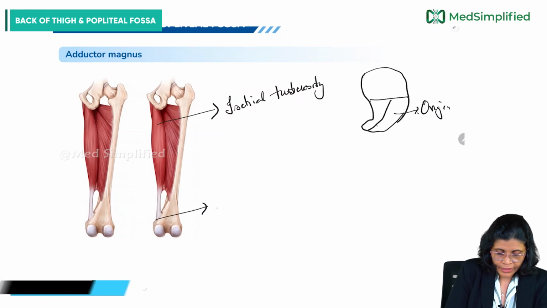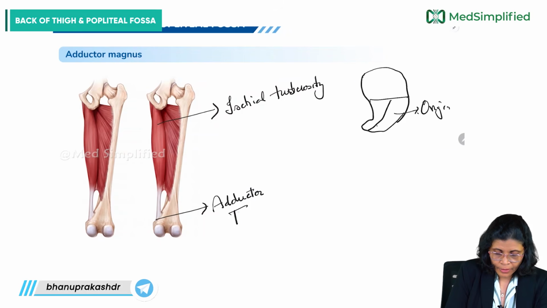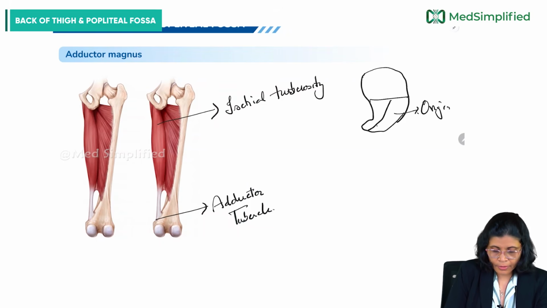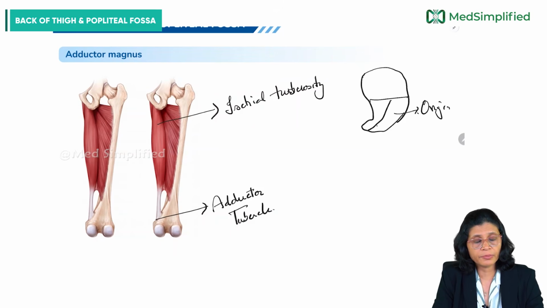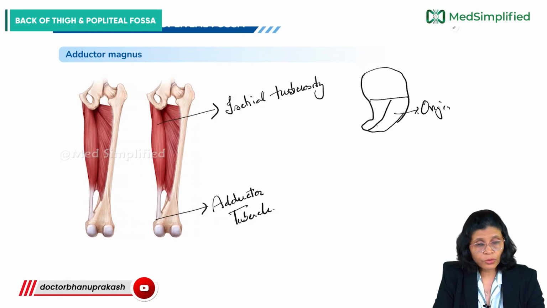Okay, so it gets inserted to the adductor tubercle, which is present on the medial condyle of the, just above the medial condyle of the femur. So that is why it is not the true hamstring. Then why is it included under hamstring?